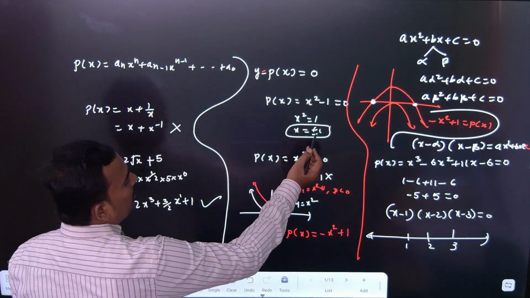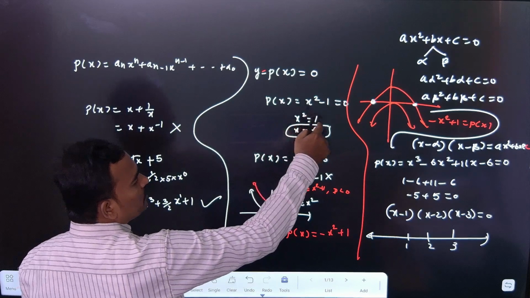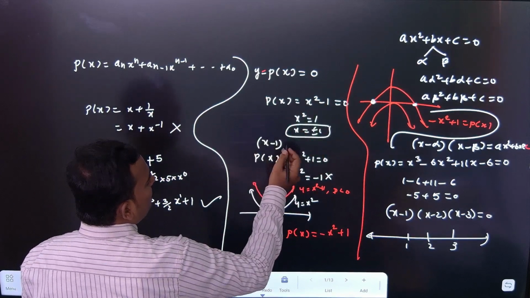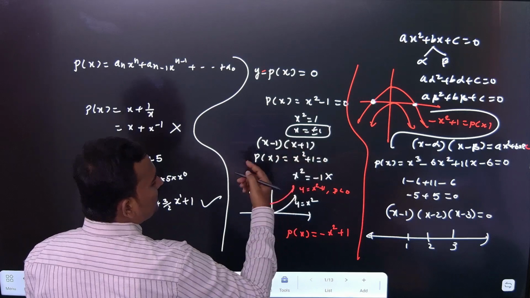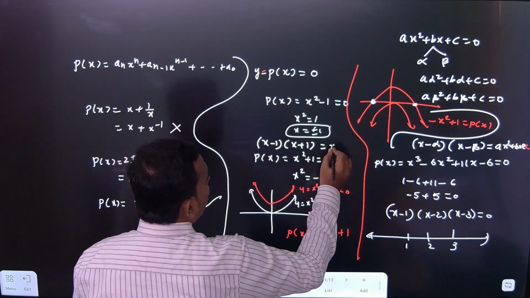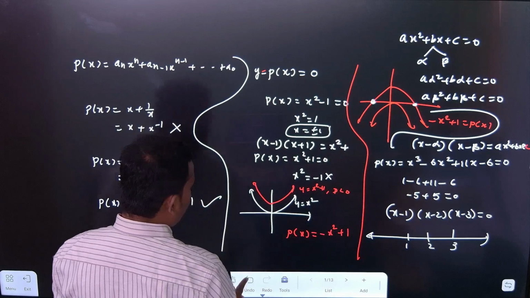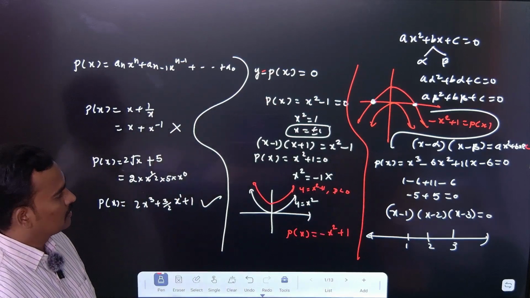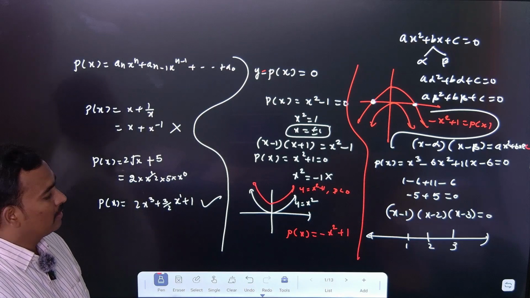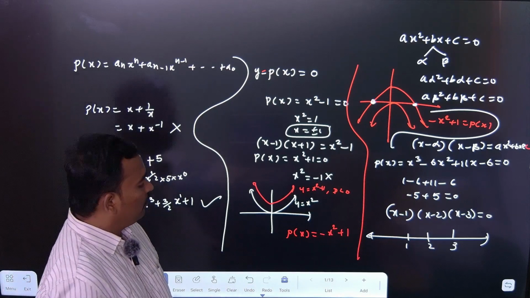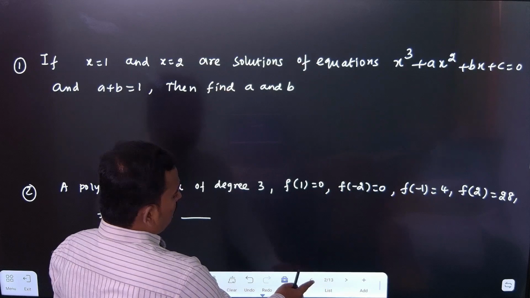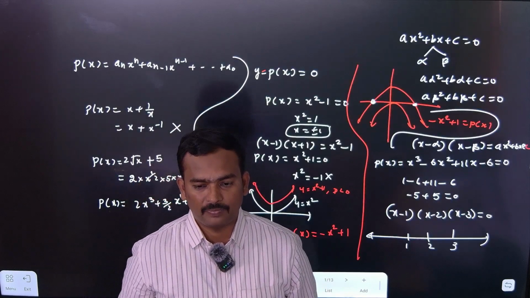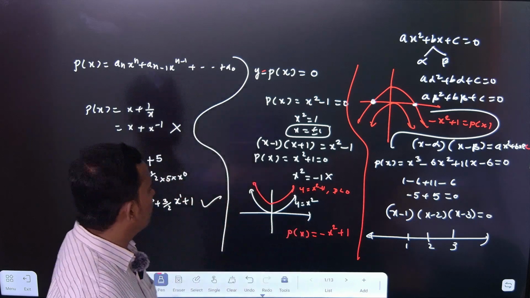You can see here 1 and minus 1 are the roots of the equation because they satisfy the equation. So we can say that x minus 1 and x plus 1 are the factors. You can multiply, you will get the same equation, x square minus 1. Clear? I hope everyone understands. So before going to discuss the problem, we have to understand the remainder theorem and factor theorem. What does the remainder theorem say?